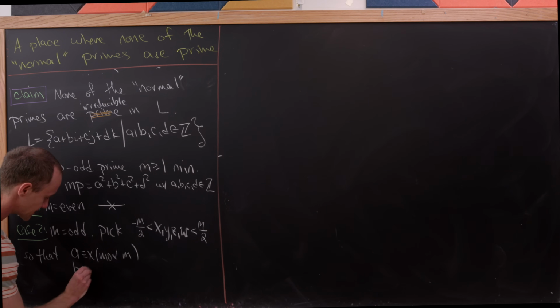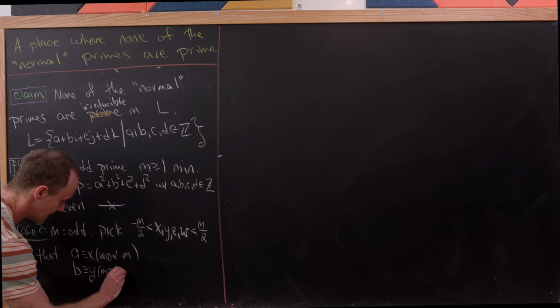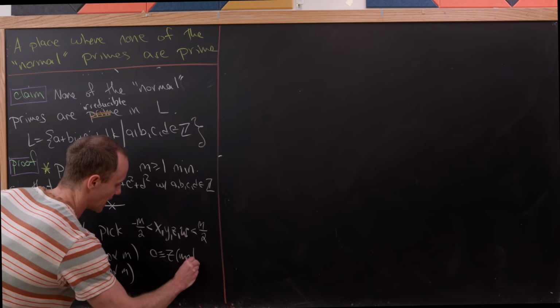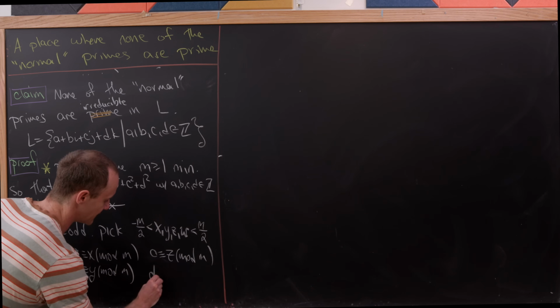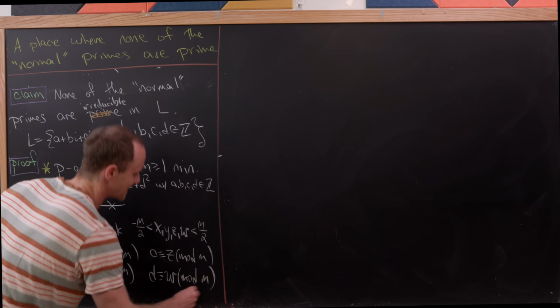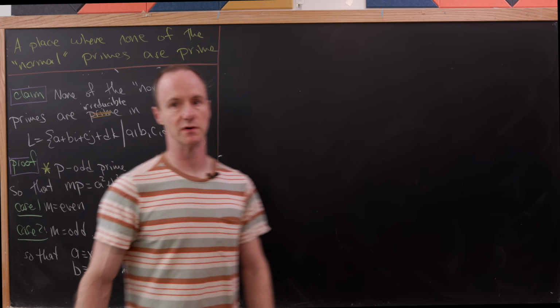We have b is congruent to y mod m. We have c is congruent to z mod m. And then finally we have d is congruent to w mod m. And you might say, well, why is this possible?